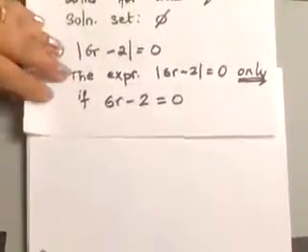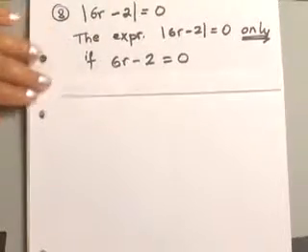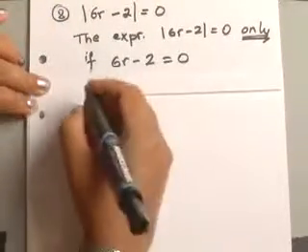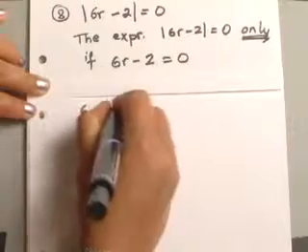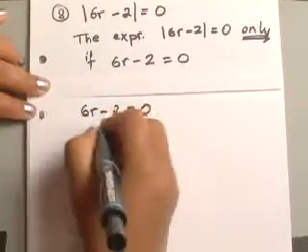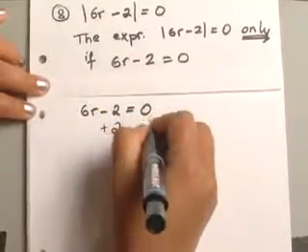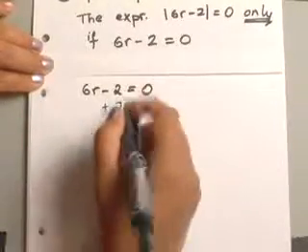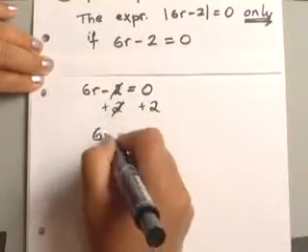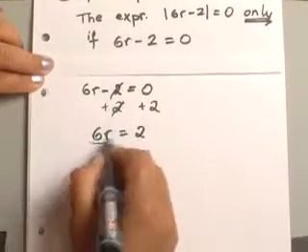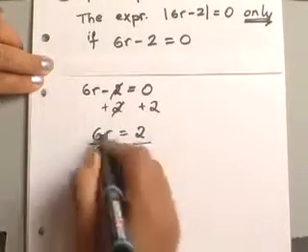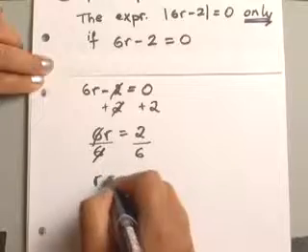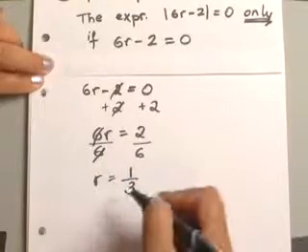So we have 6r minus 2 equals 0. Move your 2 over to the other side, and that will give you 6r equals 2. Divide everything by 6, and you end up with r equals 1/3.